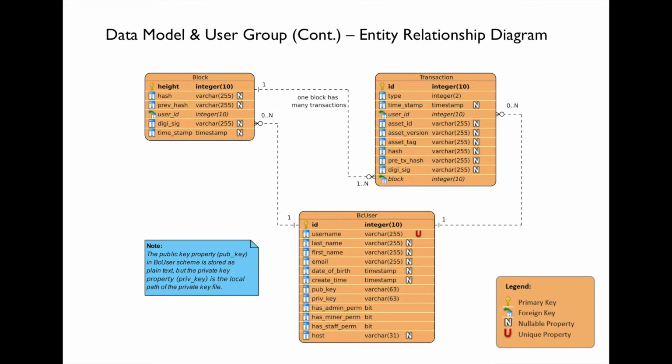This diagram shows the entity relationship of our database scheme design. The primary key of a block entity is an integer attribute called height, and each transaction is identified by its ID number assigned by the system automatically and incrementally. The relationship between block class and transaction class is a typical one-to-many relationship.